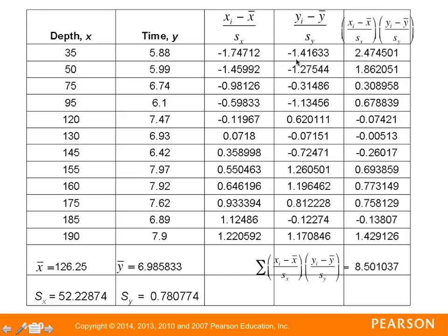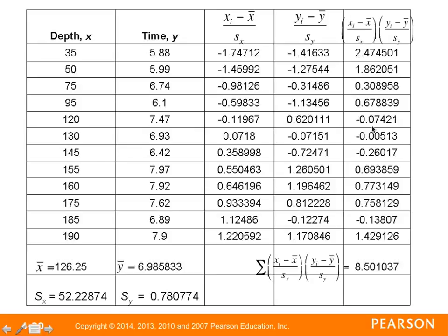780,774, and we get -1.41633. So that's this piece right here. And then we have to multiply these two numbers. Okay, so we multiply this value that we had gotten, this value that we had gotten, and we have 2.474501. Okay, so this, for example, is our first one. And we're going to do this all the way down.